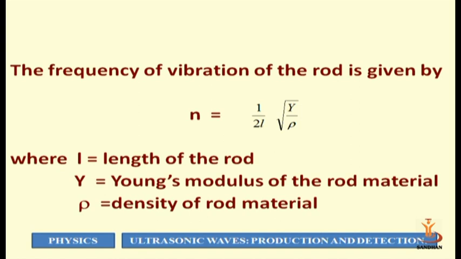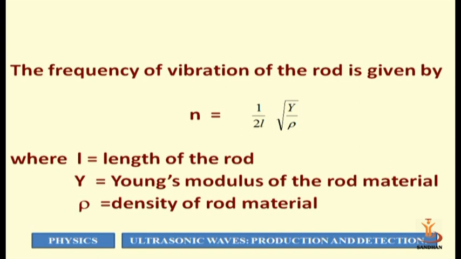It should be noted that the frequency of the vibrations of ultrasonic waves is above 20 kilohertz. So this is the starting frequency value of ultrasonic waves. In this way, this ferromagnetic material is able to generate ultrasonic waves. So this is known as a magnetostriction oscillator.